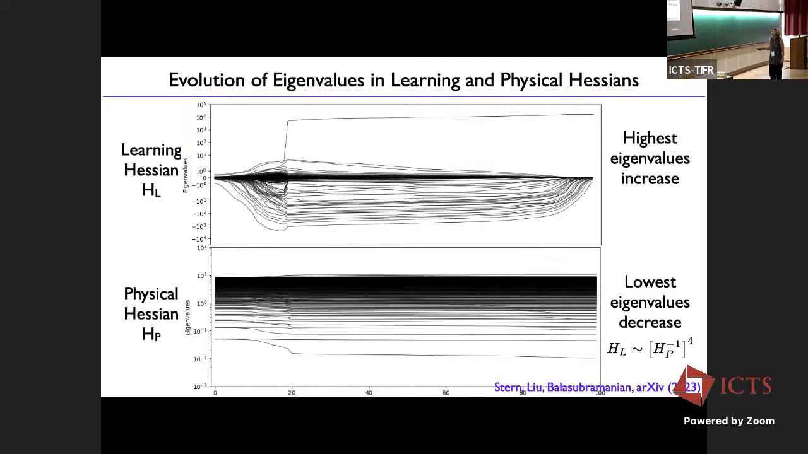And in fact, in this paper, it turns out that you can show that the learning Hessian scales as the inverse of the physical Hessian to the 4th power. So there is this inverse relation, so that the highest eigenvalues of the learning Hessian correspond to the lowest eigenvalues of the physical Hessian. Okay, I feel like I'm losing everybody because nobody's asking me questions. Is that an empirical observation or do you understand it?